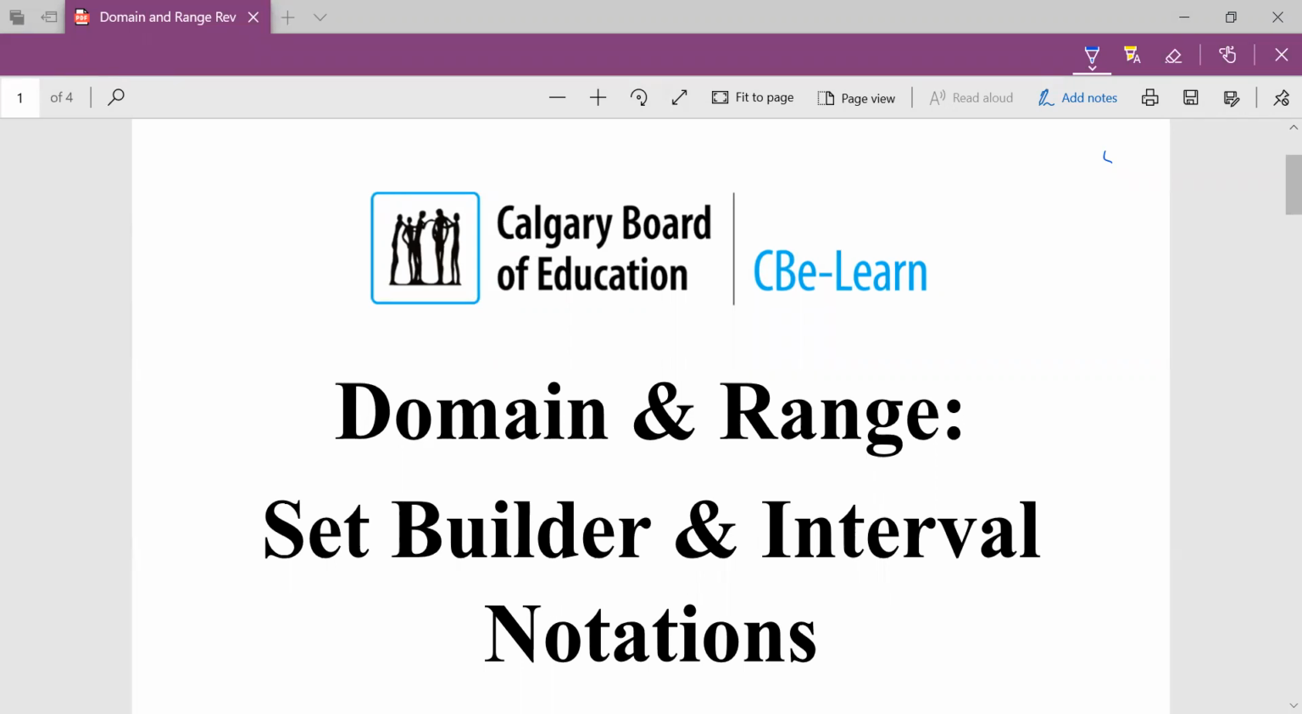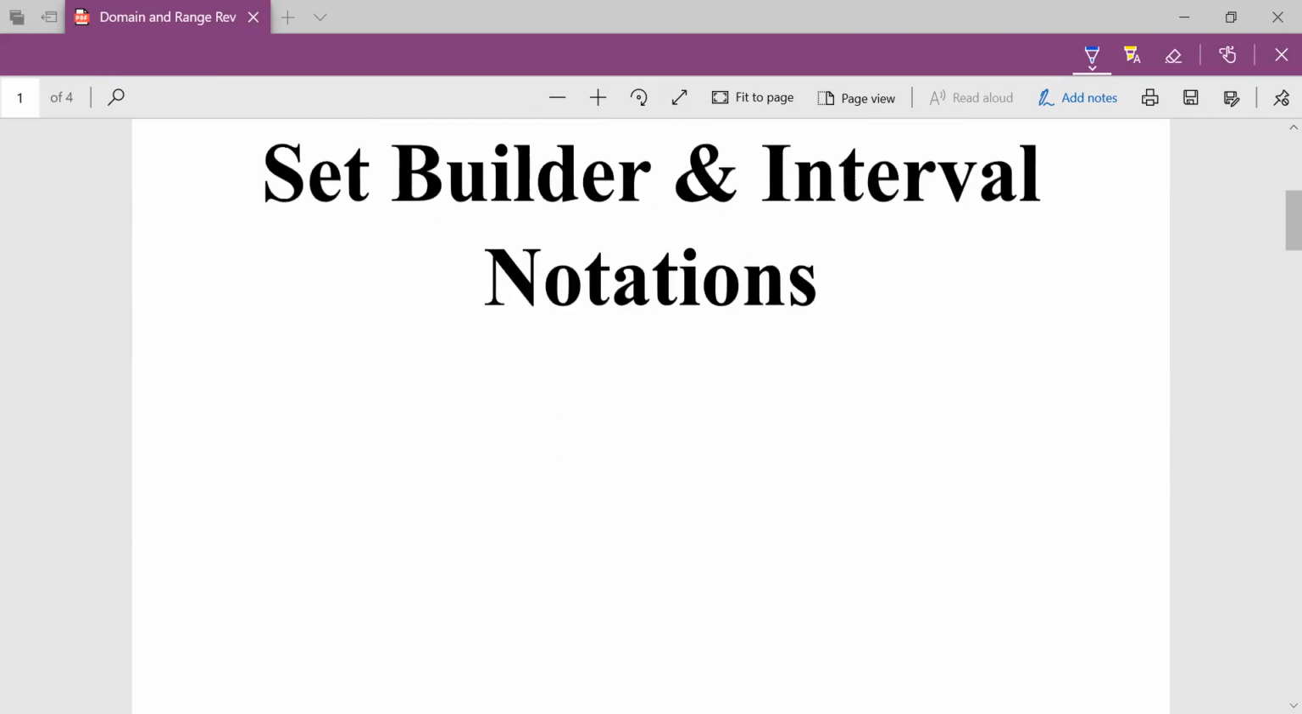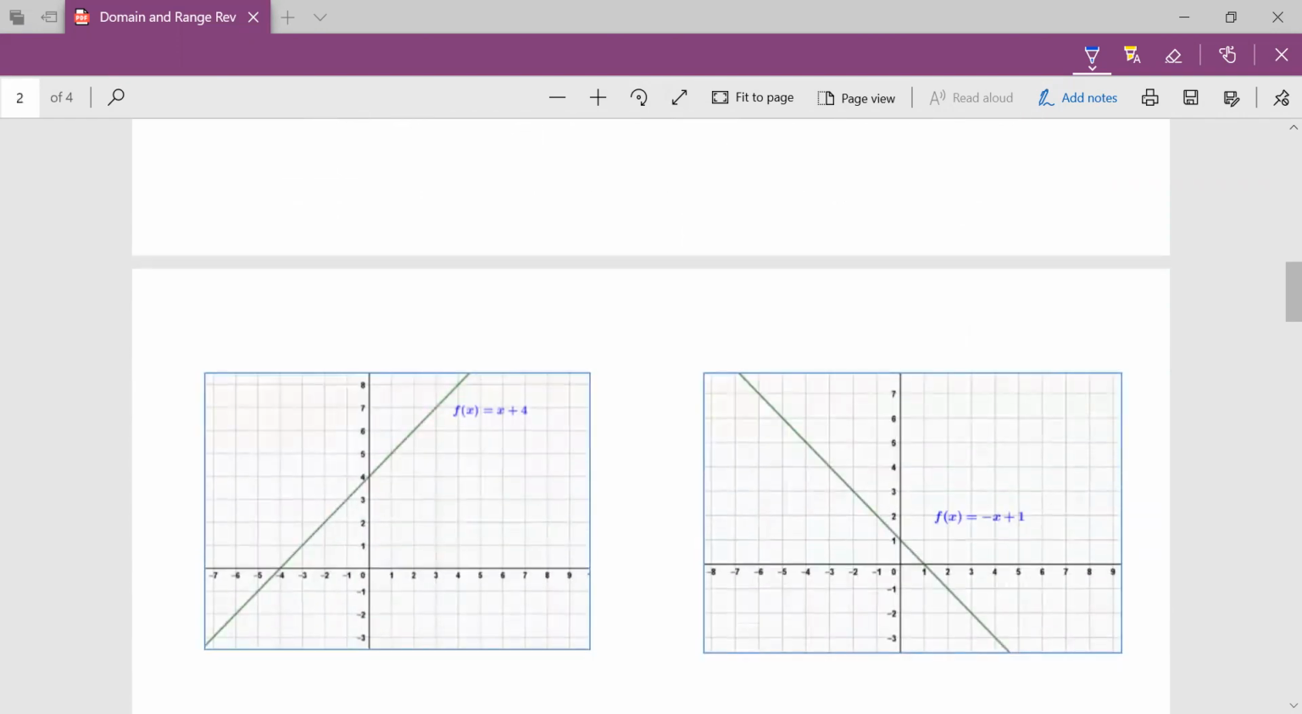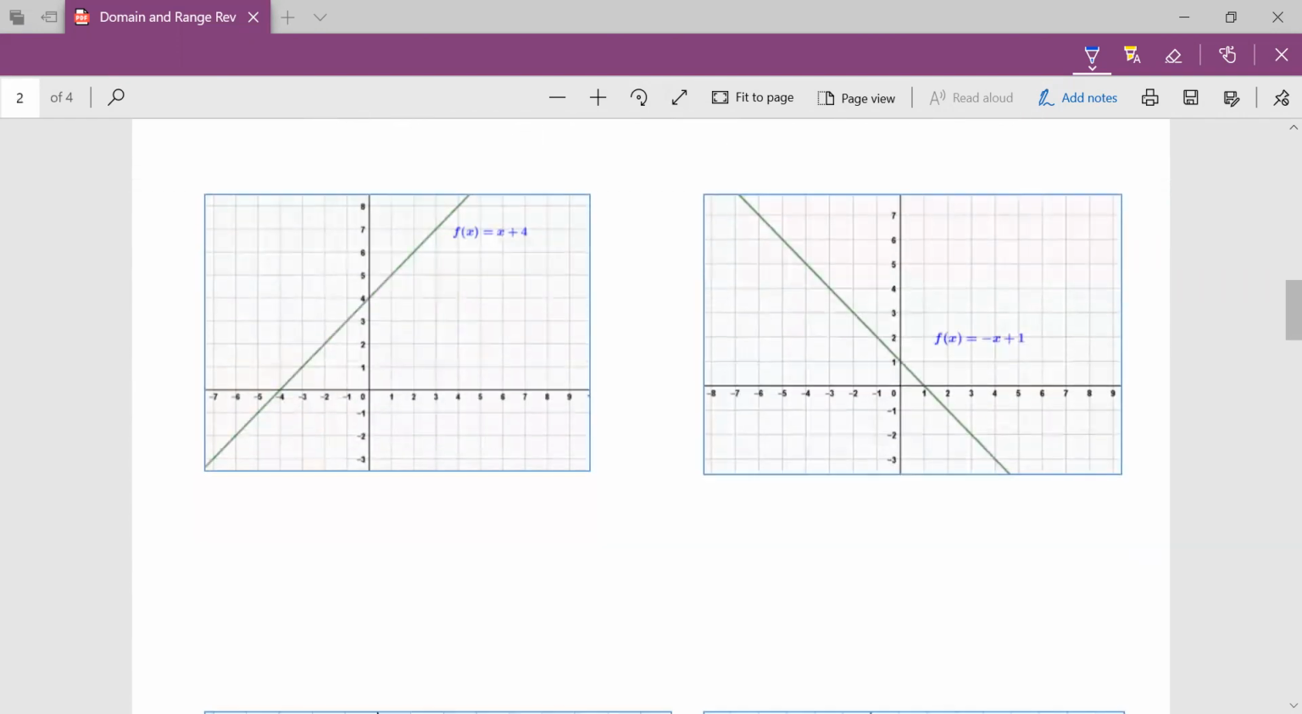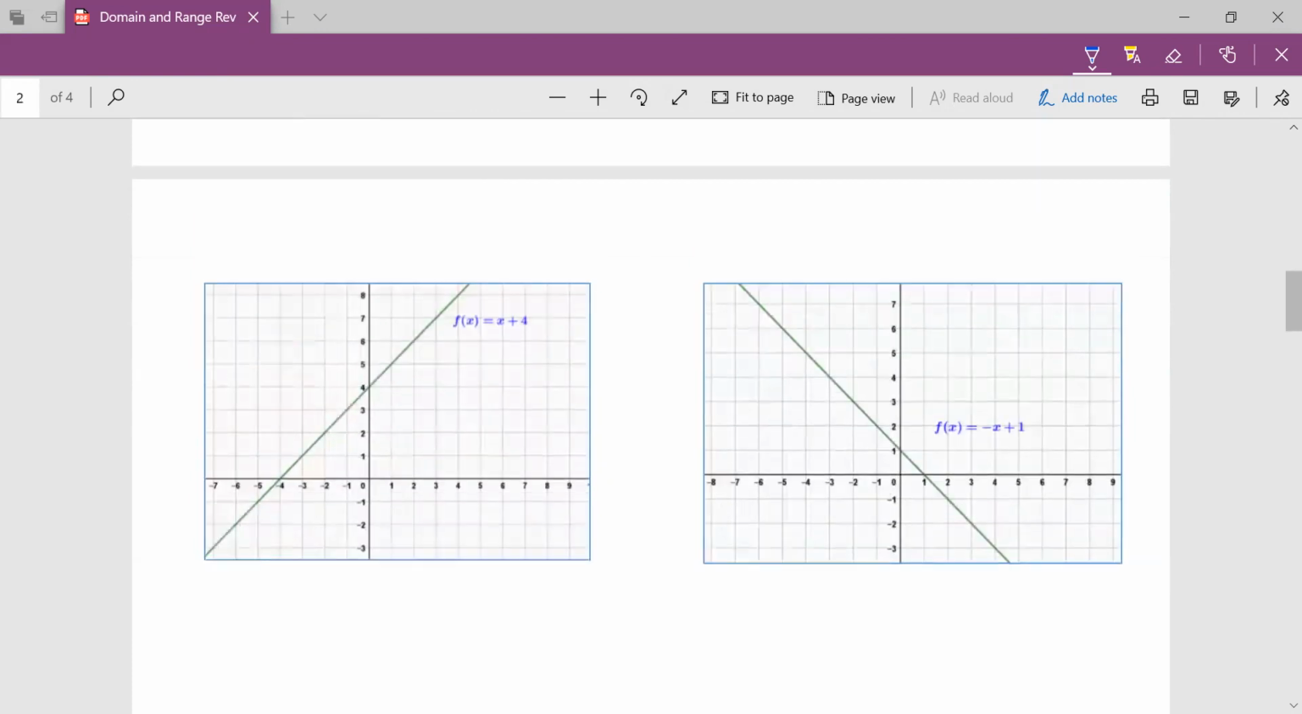Okay, you'll definitely have a method that you prefer. They're both correct. It just gets really important when you're reading certain types of questions that you're able to recognize both types. Okay, so let's look at a few graphs as we go through.